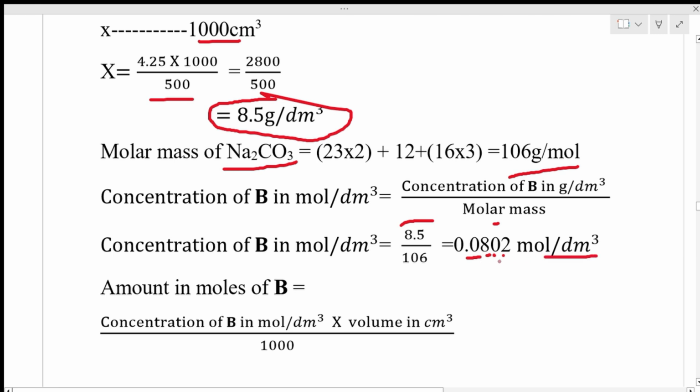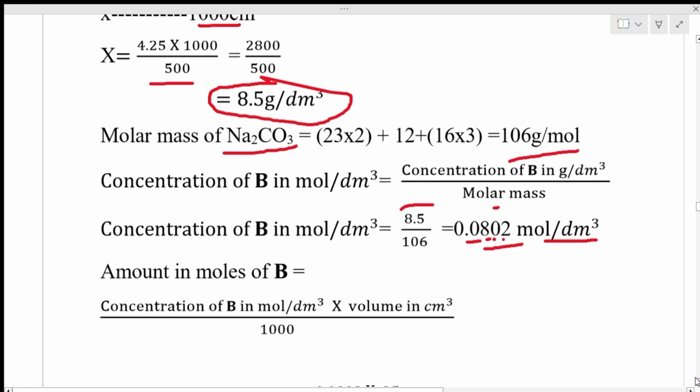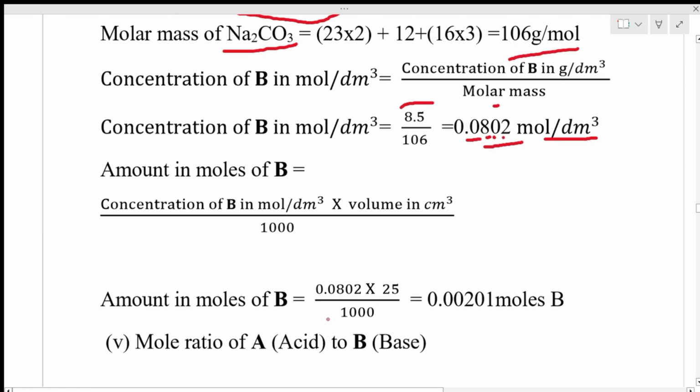Now I cannot use this for calculation directly. I can use this: 0.0802 times 25. 25 is what I use for my pipette, my base. In your school, if you are using 20, you put 20 there. So divide by 1000, it gives me 0.0201 mole of B. I've answered question 1 and question 2.